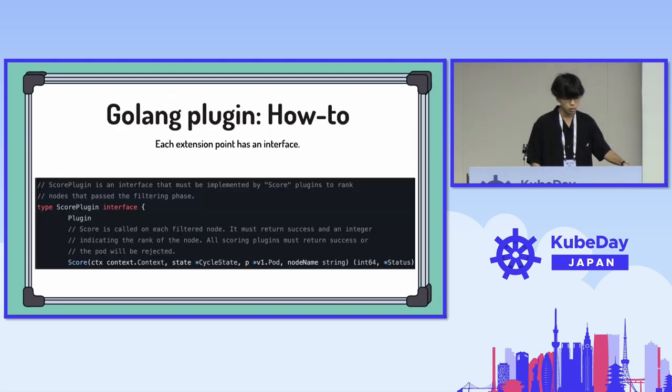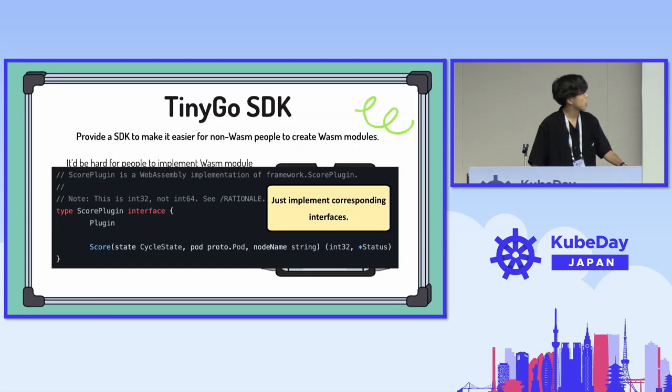actually. So, how you implement the Golang plugin, so there are interfaces for each implement Golang plugin, you just have to implement interface in your plugin. In tiny way, we provide interface and you implement corresponding interfaces that you want.